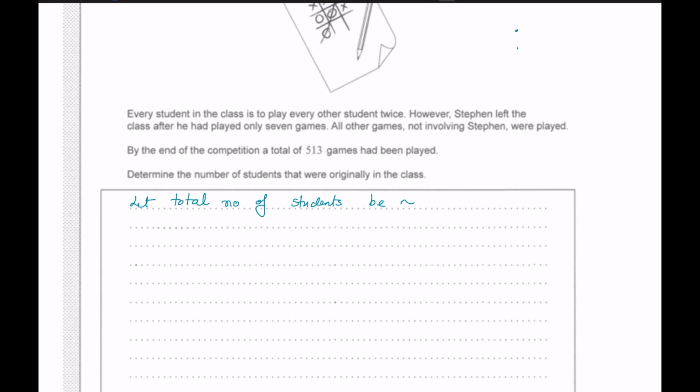Now let's say you have 3 players, right? This player will play 2 games with him and 2 games with him, right? So for 3 players, the total number of games played will be 4 by each student. Similarly, if you have 4 students, then 2, 2, 2, the total number of games played will be 6. And if you just have 2 students, the total number of games played will be 2.